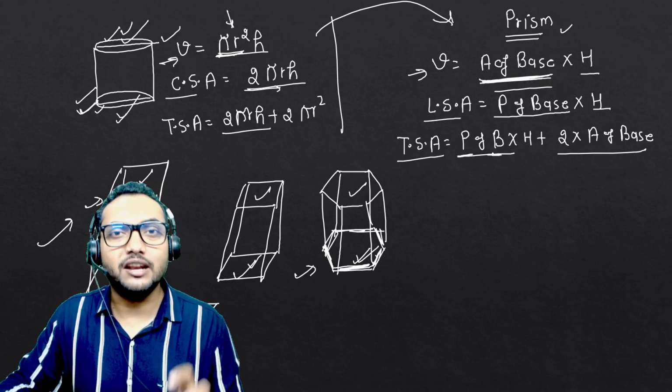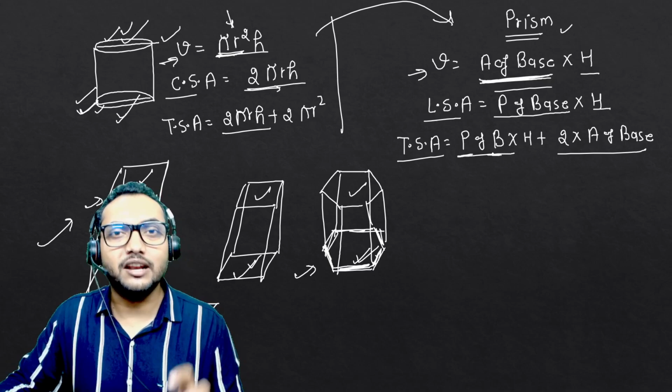So if one side is 12 centimeter, and the hexagon has 6 sides, the perimeter is going to be 6a, that means 72, because the side is 12. So 72 multiplied by h, then area of base. Here we have a hexagon. So the area of a hexagon is going to be 6 root 3 by 4 a square.